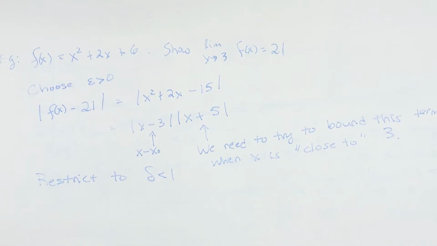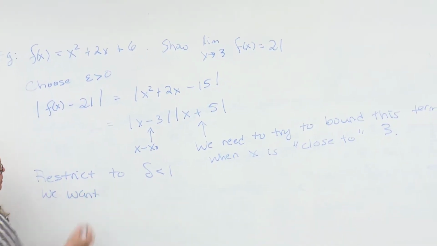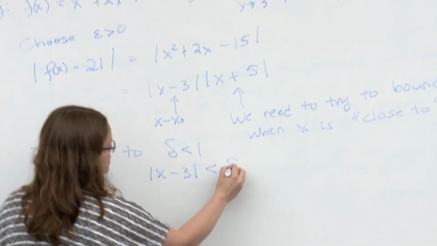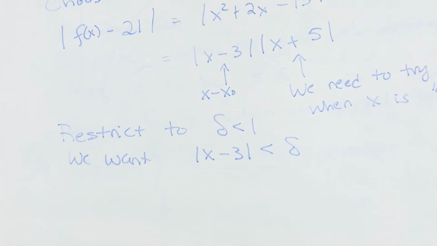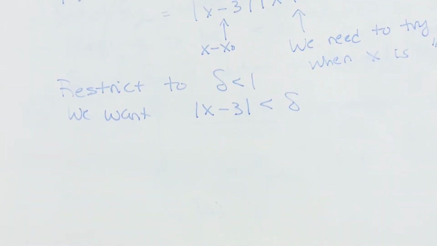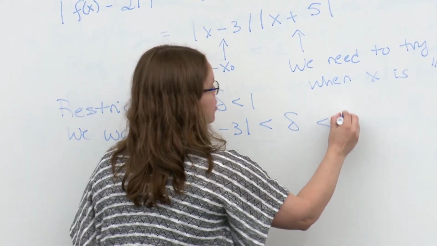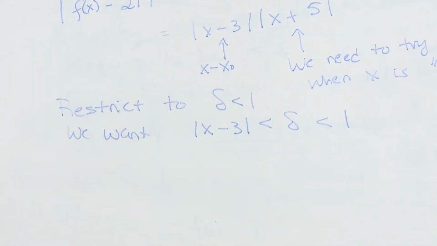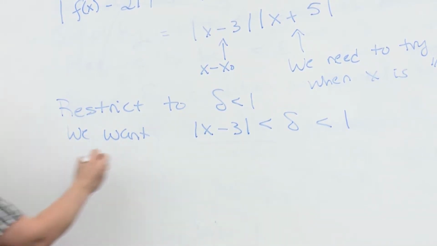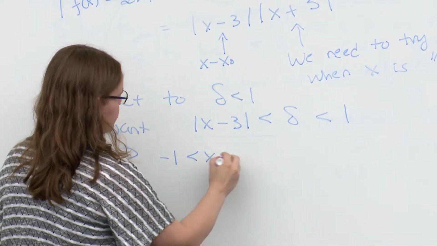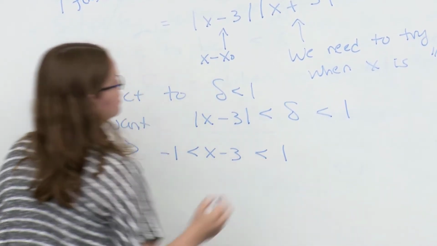So what do I know? We want |x minus 3| to be less than delta, which is going to be less than 1. We're going to require it to be less than 1. So let's play with that a little bit. That means that minus 1 is less than x minus 3 is less than 1.